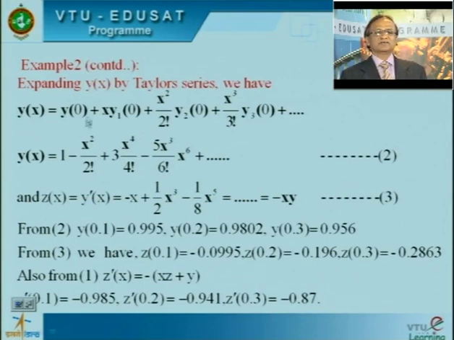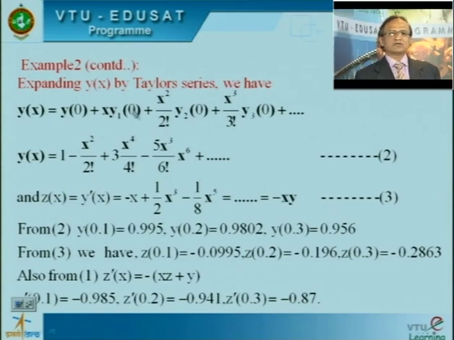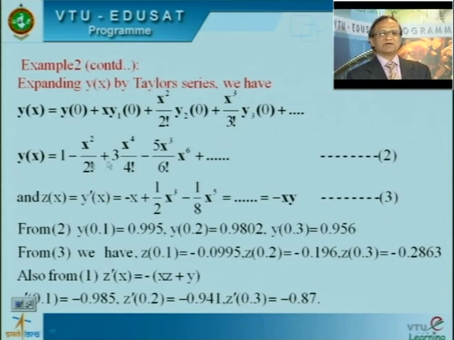So, you will get y of 0, x into y1 of 0, x square by 2 factorial, y2 of 0, similarly x cube by 3 factorial, y3 of 0. Just now we have calculated all these values. We want to substitute those values in this series and simplify, or y of x is equal to 1 minus... y of 0 is equal to 1, y1 of 0 is equal to 1, right. In exactly the similar way, if you substitute in this series, we can obtain equation 2, and similarly corresponding to the values of y of x.